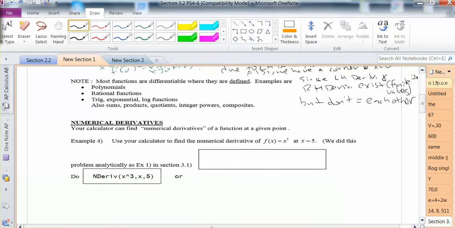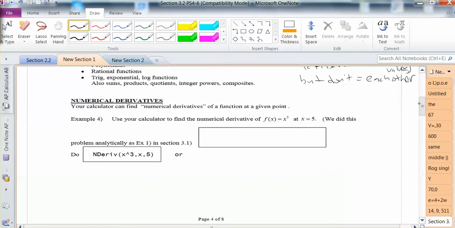Other things to take note of is that most functions are differentiable where they are defined. Polynomial functions, which are continuous, will be differentiable everywhere because polynomial functions have domains of all real numbers. Rational functions don't have domains of all real numbers, but where they are defined, they are going to be differentiable. Likewise, the trig, exponential, and log functions. We also will go into sums, products, quotients, integer powers, composites, all that fun stuff. We'll see later. So now we're going to do a little bit of calculator work.